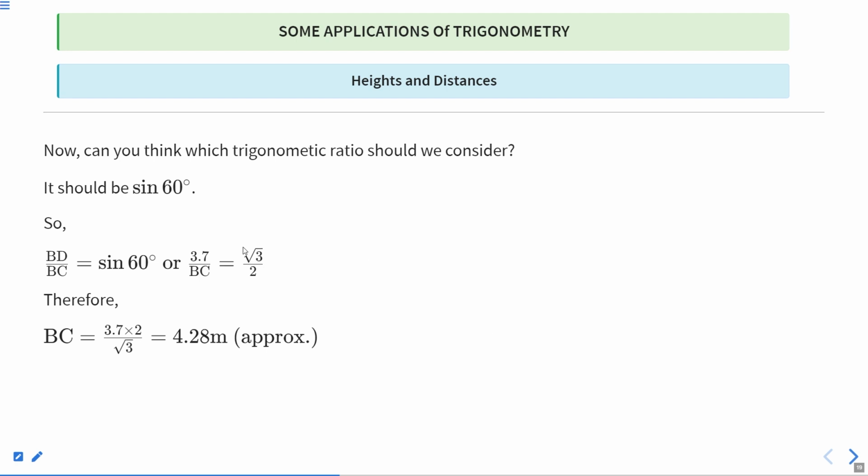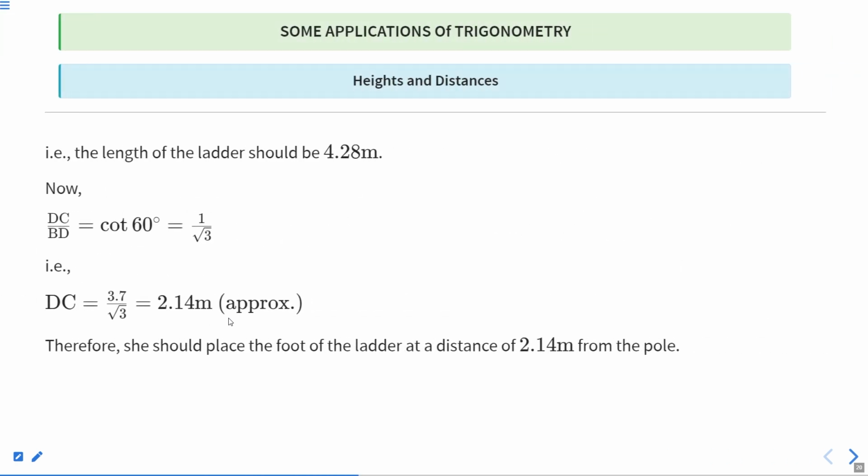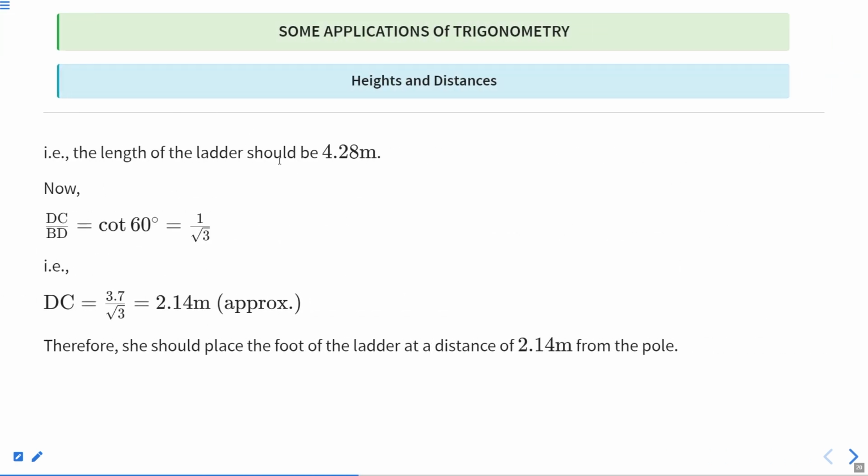Therefore BC is equal to 3.7 into 2 by root 3, and if we put the value of root 3 as 1.73, which is given to us, then we get 4.28 meter. This is our approximate value. So BC is equal to 4.28 meter. That is, the length of the ladder should be 4.28 meter.